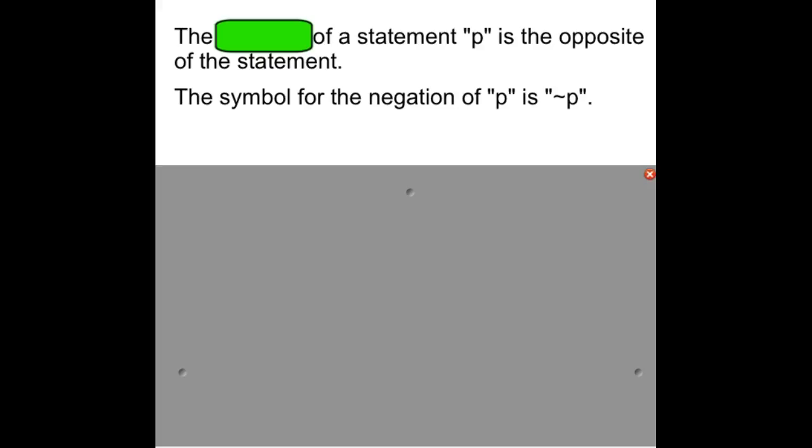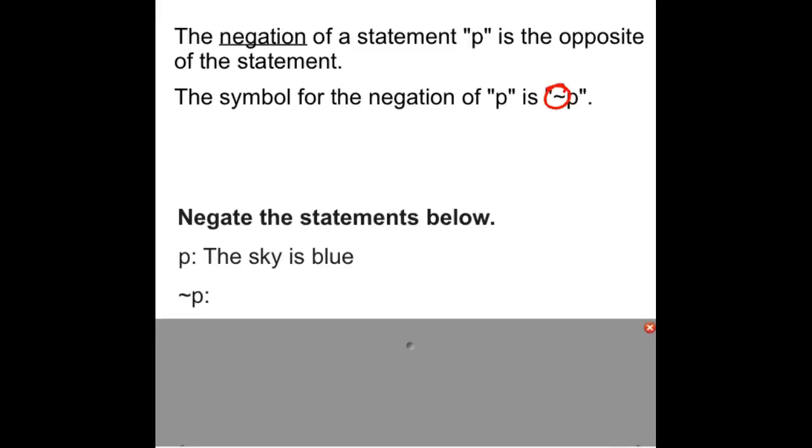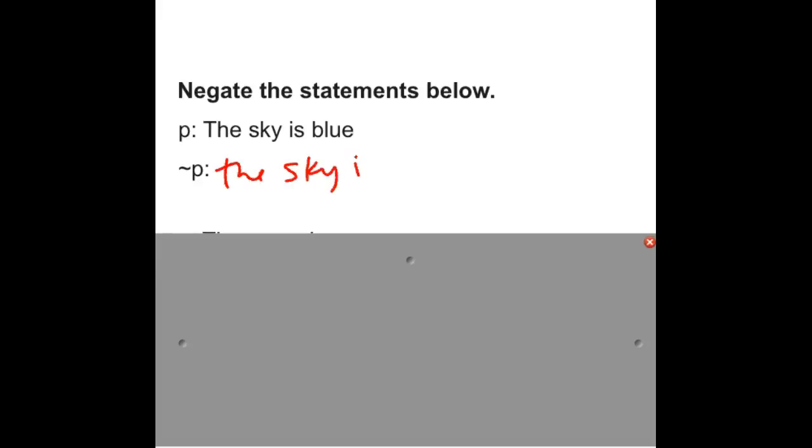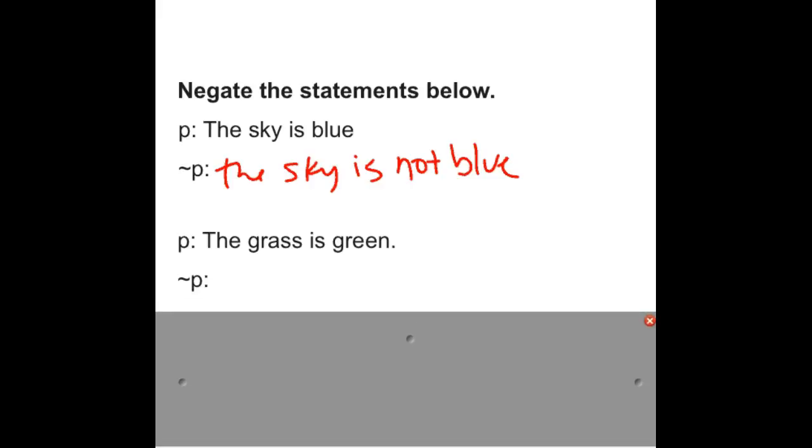Okay. So the negation of a statement P is the opposite of that statement. And when we negate a statement, we see this little squiggly line in front of it. You're saying "not P" or "not it." And so here we're going to negate some statements. It says the sky is blue. The negation of that would be the sky is not blue. And notice I didn't just change it to the sky is purple, the sky is green. I just said the sky is not blue. That's the opposite of being blue, is not being blue. And so when we create those negations, we're not going to get into specifics. We're just saying whatever the opposite is.